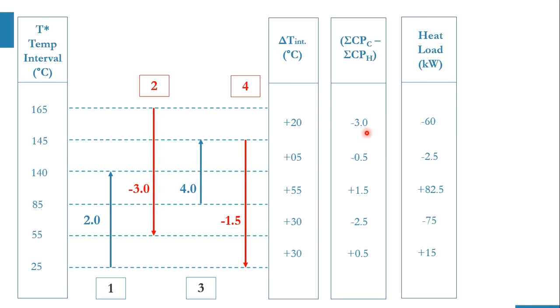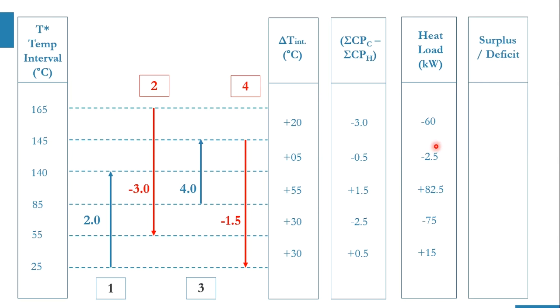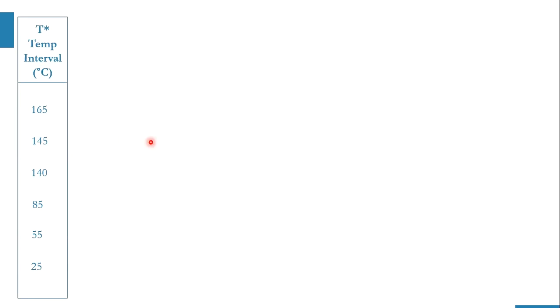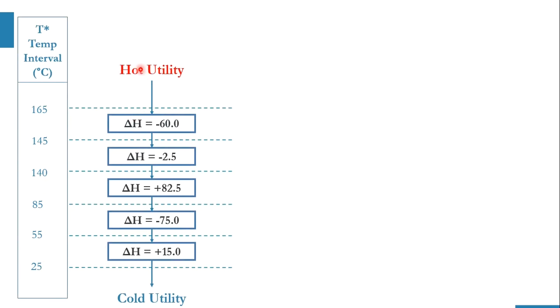As you can see, only the number of streams or number of points have increased, but the overall procedure is the same. And which one is surplus or deficit? Obviously this one, it is surplus of negative, negative surplus, positive deficit. So surplus deficit have been calculated. Now again, this is the same temperature interval. Hot utility is at top, cold utility at bottom. This minus 60, minus 2.5, 82.5, minus 75, 50. We have already calculated in the previous slide.